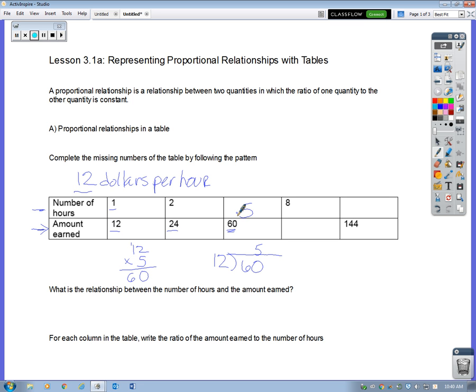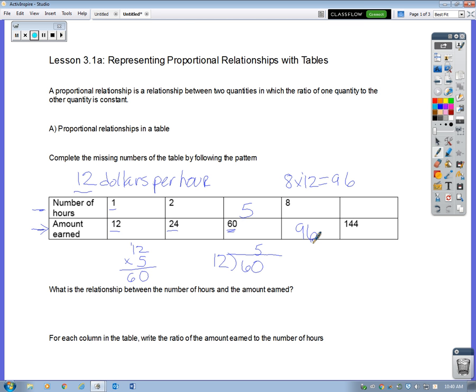Our next blank is for 8 hours. If I know I earned $12 an hour, and I worked 8 hours, we're going to multiply 8 times 12. So 2 times 8 is 16. Carry the 1. 8 times 1 is 8. Plus 1 is 9. 96. $96 to work 8 hours.